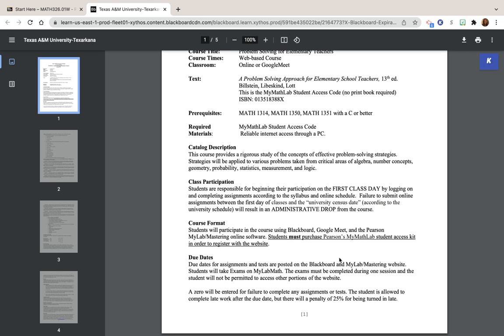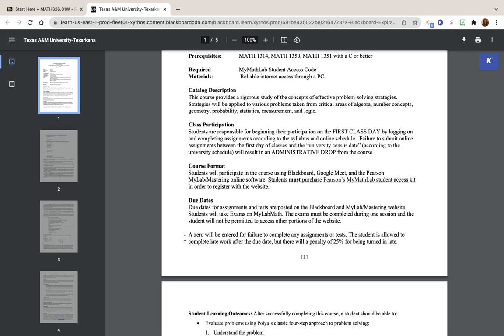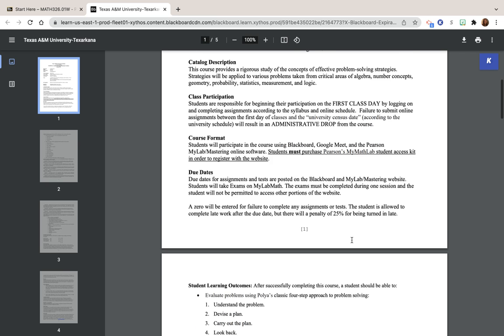Due dates will be on Blackboard. There's a unit calendar for each one of the units. Also, MyLab Mastering has those due dates as well. If you do not complete the assignment within that unit, there will be a 0 put in. You are allowed to do late work after the due date, but there is a 25% penalty for being late. So make sure that you get those assignments done.